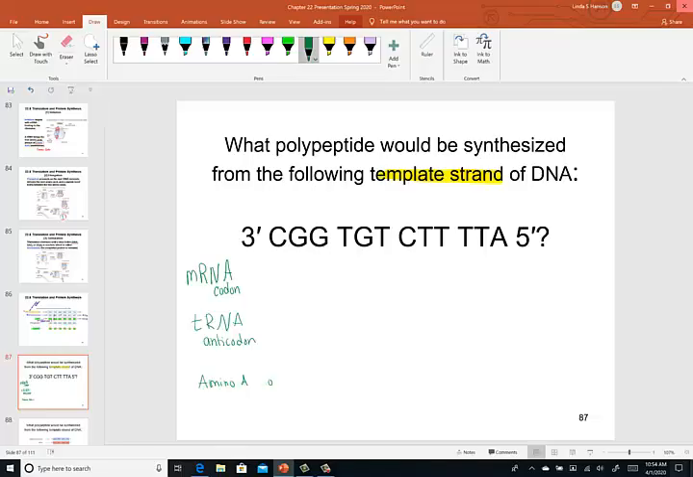Oh, Linda, I'm trying to write and talk at the same time and it's falling apart. Amino acid is what I'm trying to write, my goodness. That I'm going to read the codon for the amino acid. Alrighty, so let's try this together.